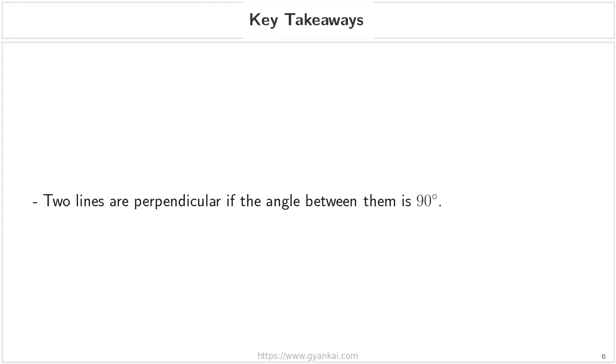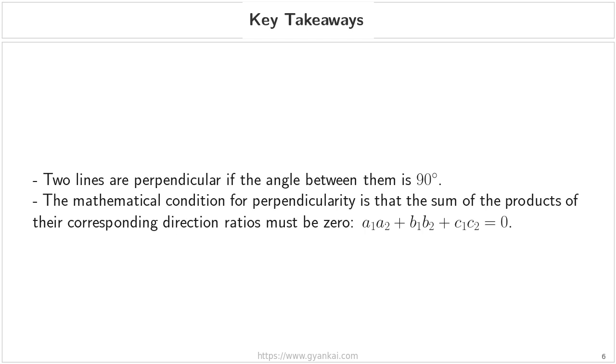Key takeaways. First, it is vital to remember the fundamental definition. Two lines are considered perpendicular if, and only if, the angle between them is exactly 90 degrees. As we saw during our derivation earlier, we can translate this geometric idea into a practical algebraic rule. The mathematical condition for perpendicularity is that the sum of the products of their corresponding direction ratios must equal 0.